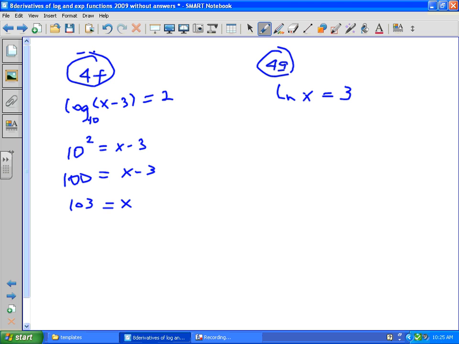Write it in exponential form. If you know ln x is 3, what is x? What is the hidden base here? The hidden base is e. So we're going to write it as e to the third power is equal to x. And that's the answer. E to the third is the number. You can get it on the calculator. That is the answer there.